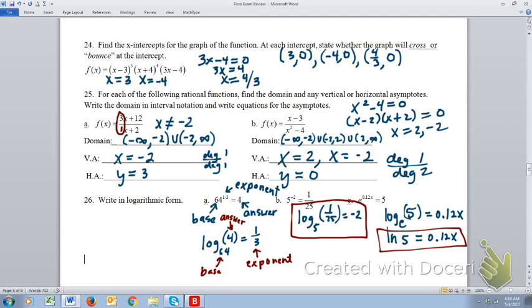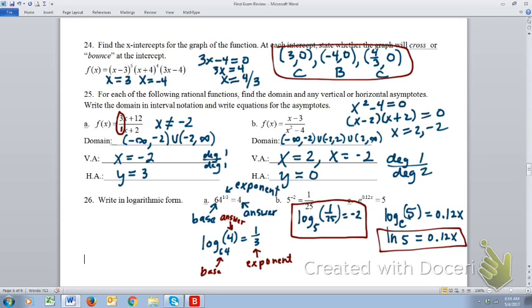And again, the exponent on the factor indicates the multiplicity. We learn if it's odd, then the graph will cross at that x-intercept. And if the factor has an even power, then the multiplicity is even, and the graph will bounce at that x-intercept. So for 3, 0, we're going to cross. At negative 4, 0, because of that 4, an even number, we're going to bounce. And for 3x minus 4, that's to the first power, which is odd, and so that's also going to cross there.